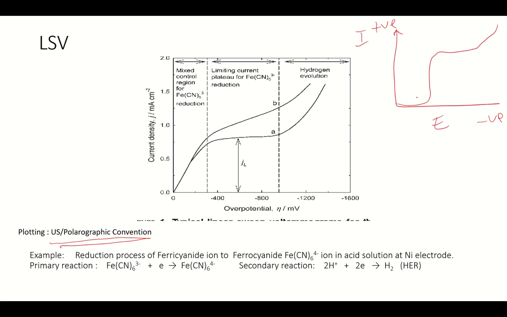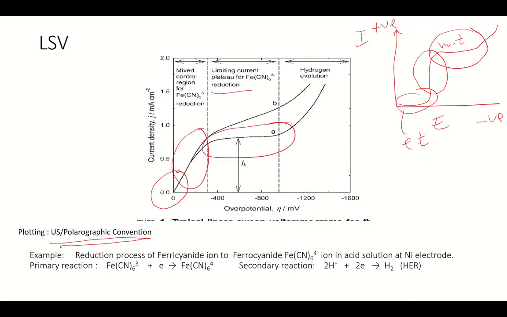This is kinetically controlled. This is diffusion control or mass transport control. This is the electron transfer control, and this is the combination, mixed control. The plateau is the limiting current, which is mass transport control. The very important parameter to be measured is the IL. We will talk about this later in polarography.